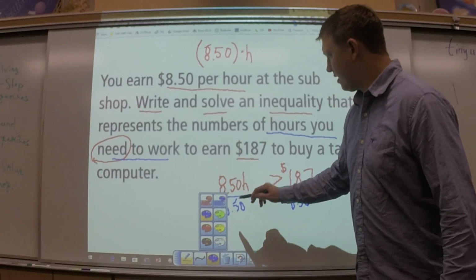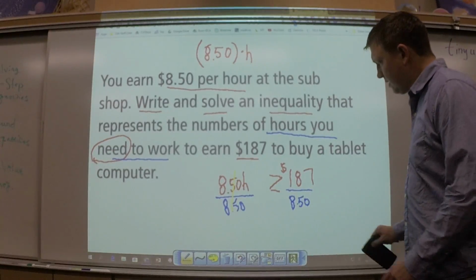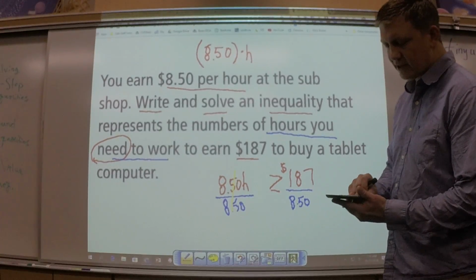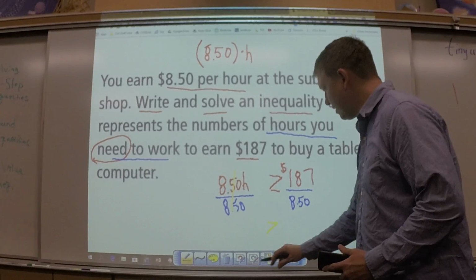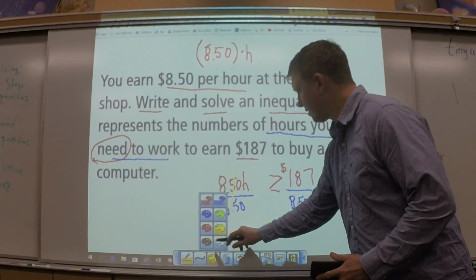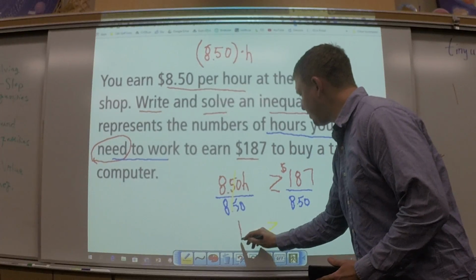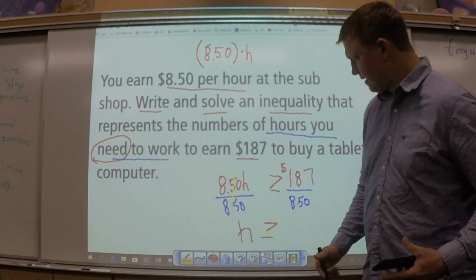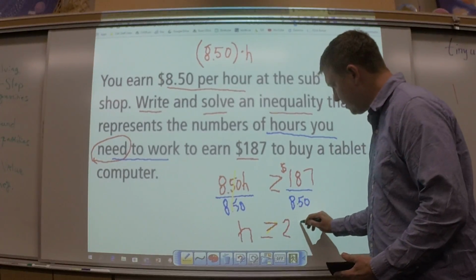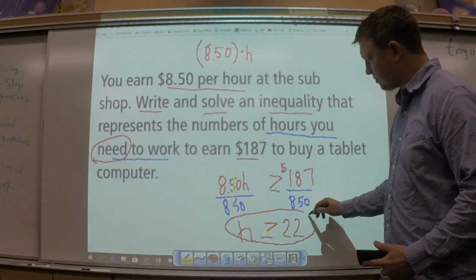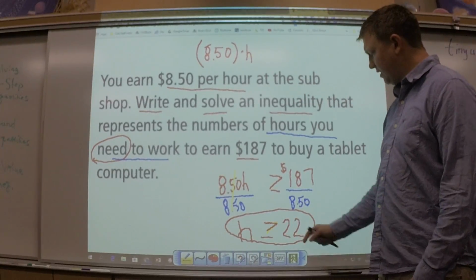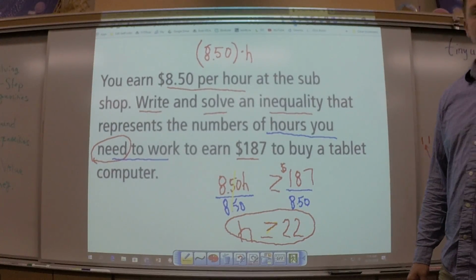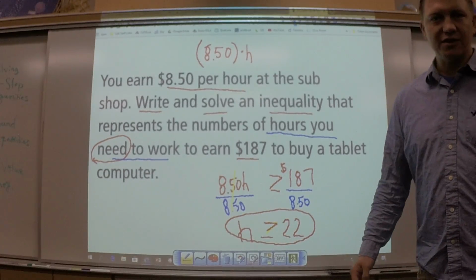So right here, these ones cancel out, and I've got a calculator right here. 187 divided by $8.50 is 22. So the way this would work is we would have H left on this side, greater than or equal to, which stays the same because we didn't divide by a negative, and this would equal 22 hours. Looks like it works out to be kind of an even number there, so that's nice. At $8.50 per hour, you're going to have to work 22 hours in order to save up that much money, if that's all you're spending your money on.